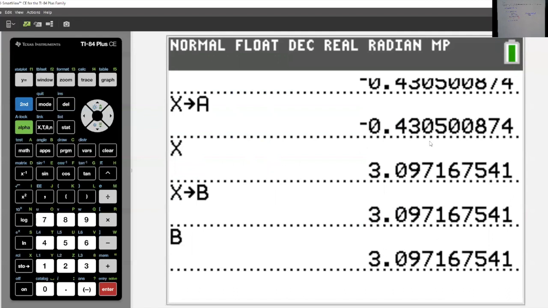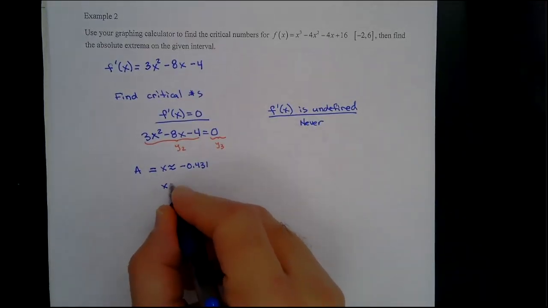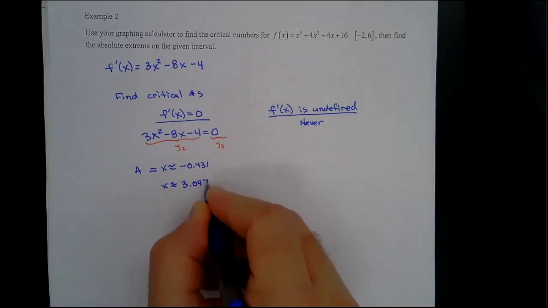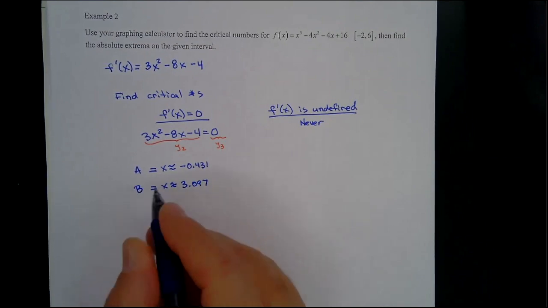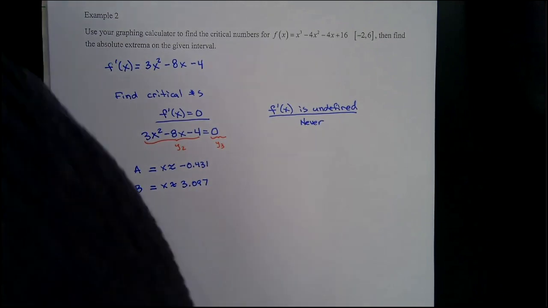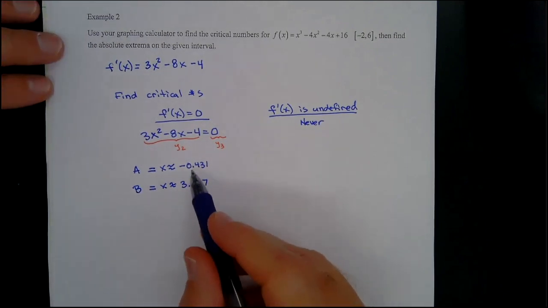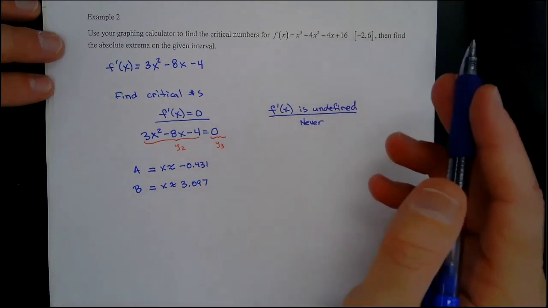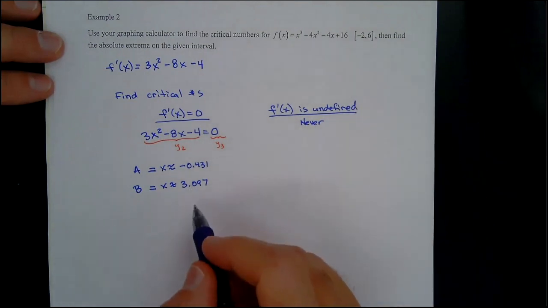Okay, so I'm going to go back to my paper and I'm going to record that value. So this second value was X is about 3.097, and I'm storing that as B, so I'm going to come out here to the side and go, okay, that is B. B is this number right here. Okay, so we've got our critical values. These are 2 of them, and we have our endpoints. So now it's just a matter of evaluating the function at the endpoints and also at these critical values.